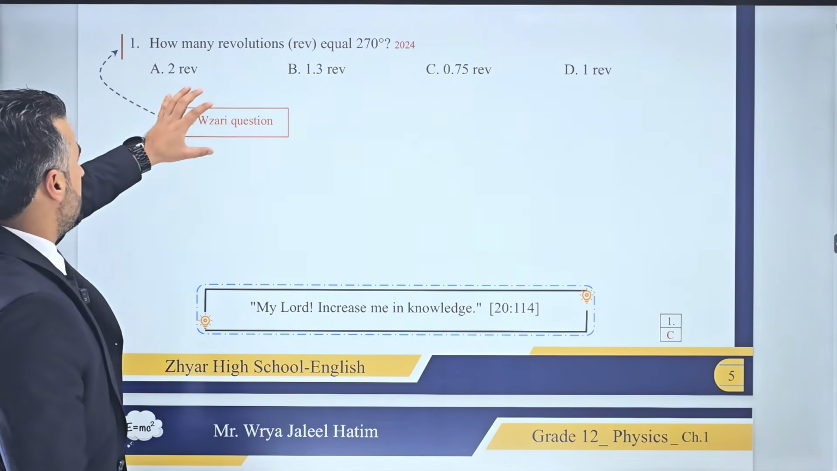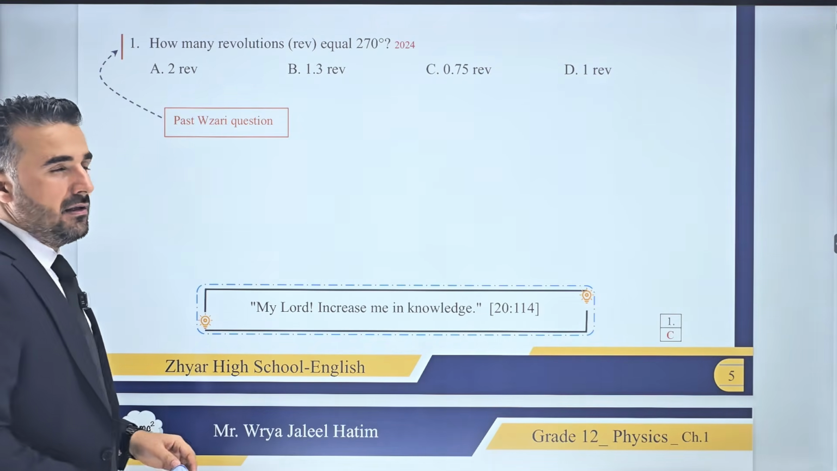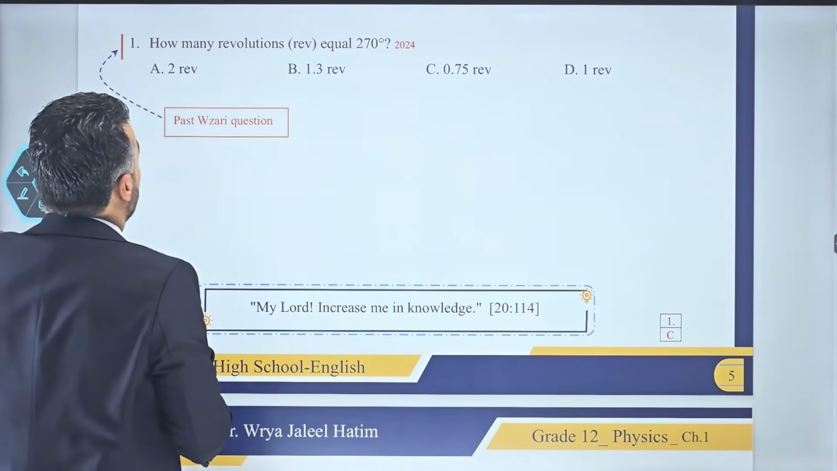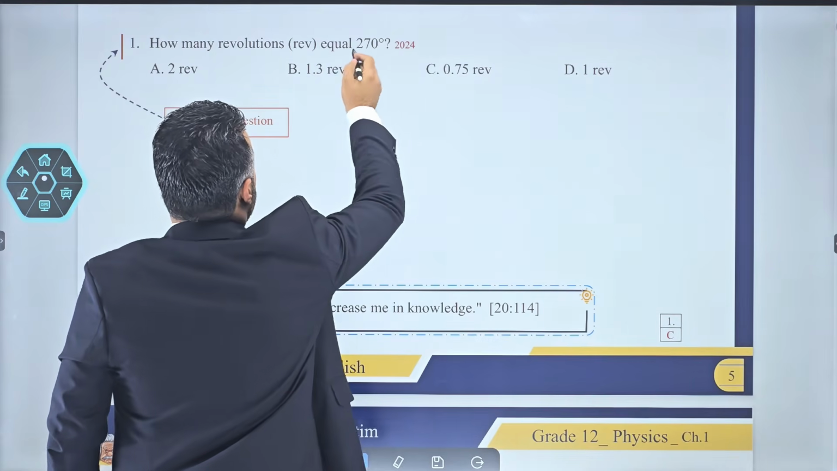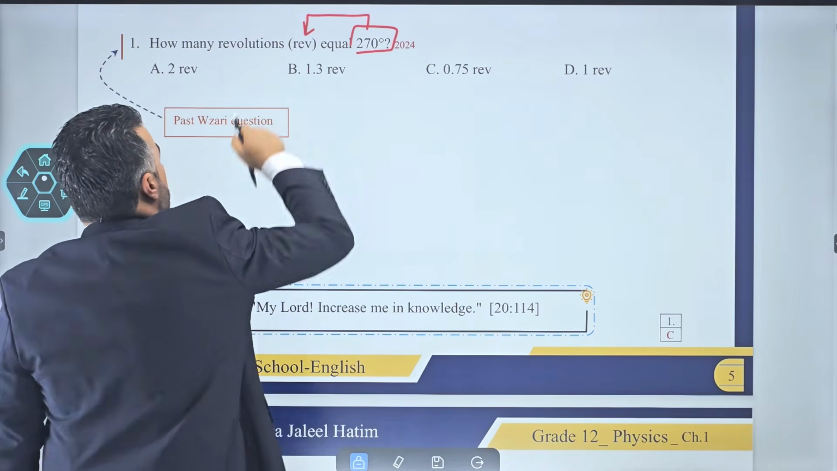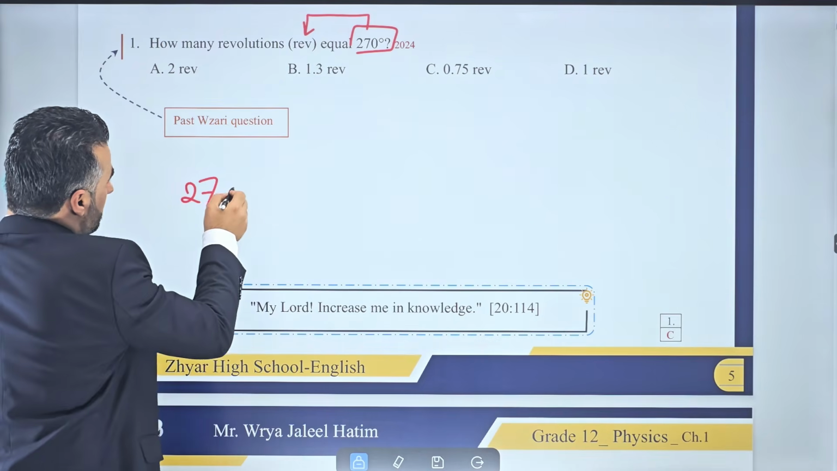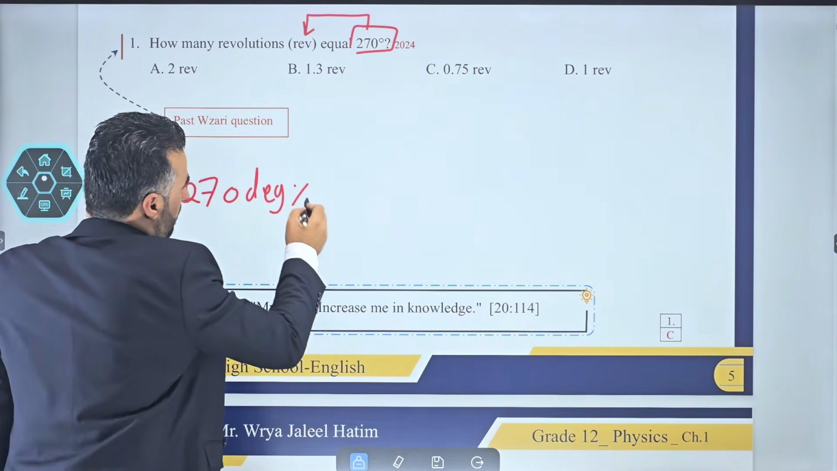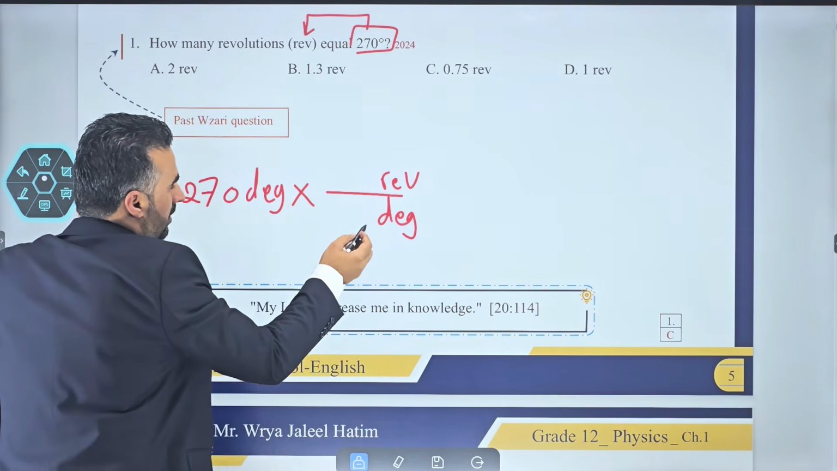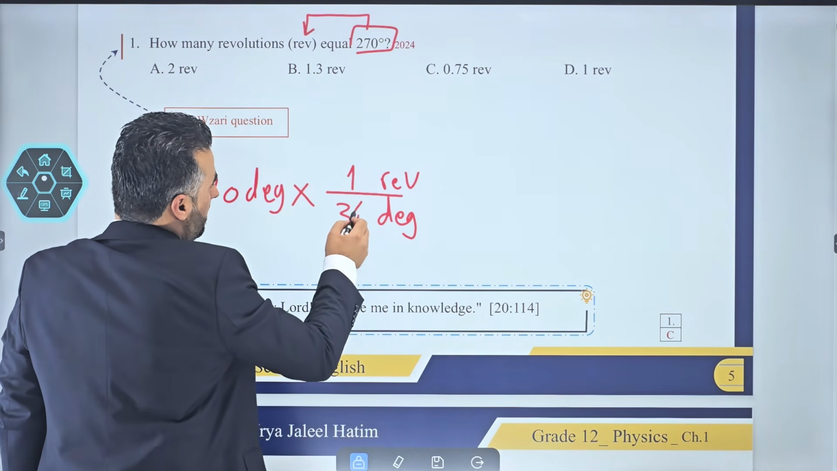So we have a question here. By the way, whenever you see an orange tag, that is clearly a past Wizati question. The question says, how many revolutions equal 270 degrees? So are they asking us to convert 270 degrees to revs? Yes, so let's try both ways here. So remember, 270 degrees, I'll write degrees in this way, multiply by a conversion factor, degrees below, revs up, right? Do you remember the numbers beside each? For rev, it was 1. For degree, it is 360.